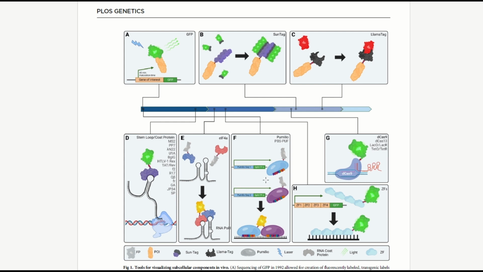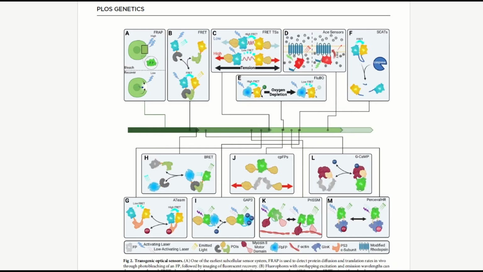Similarly, DNA sequences can be targeted transgenically for visualization using DCAS9 fluorescent protein fusions to target sequences in a guide RNA-directed manner, or via traditional engineering of zinc finger nucleus fluorescent protein fusions. All right, that brings us to Section 2, Transgenic Optical Sensors.